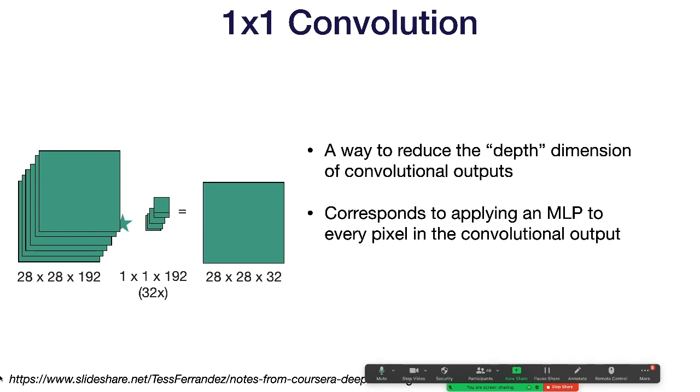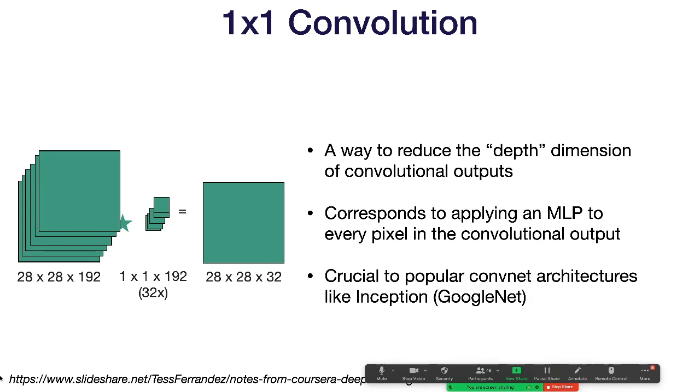If you want to think about conceptually what this corresponds to, it's like taking a single layer neural network, or a single linear layer with some nonlinearity after it, and applying it to every pixel in the convolutional output independently. And this operation turns out to be pretty important in a lot of architectures that have been developed over the last 7 or 8 years.